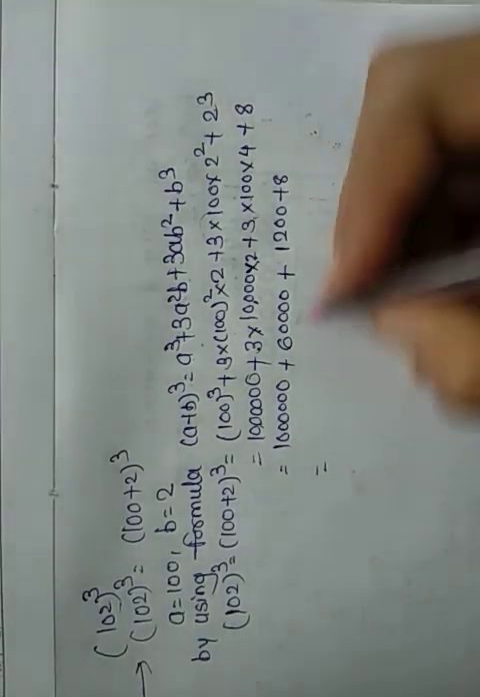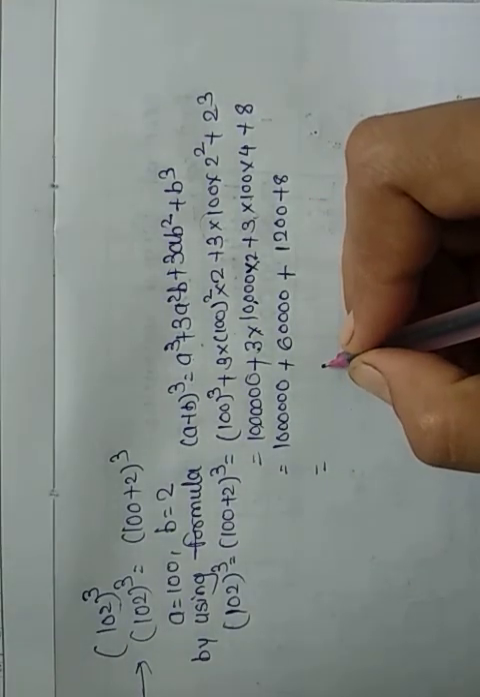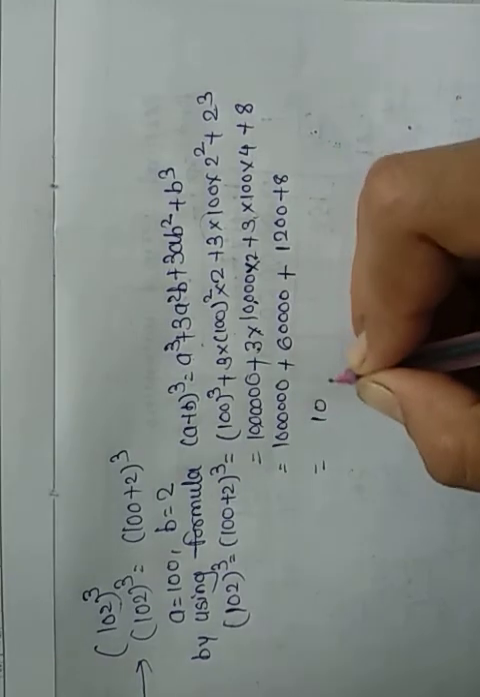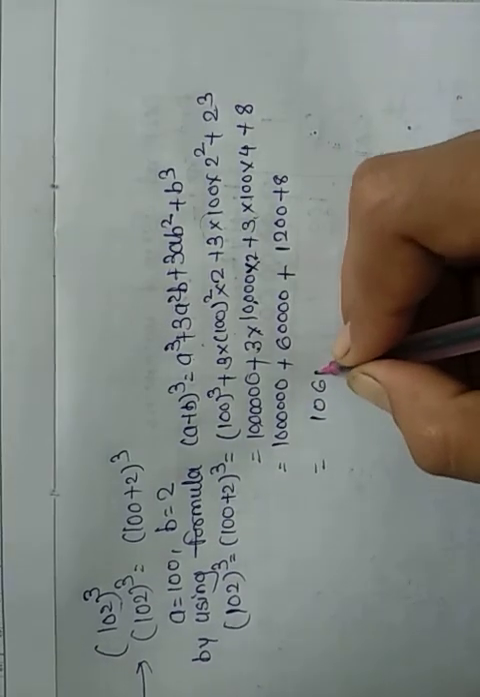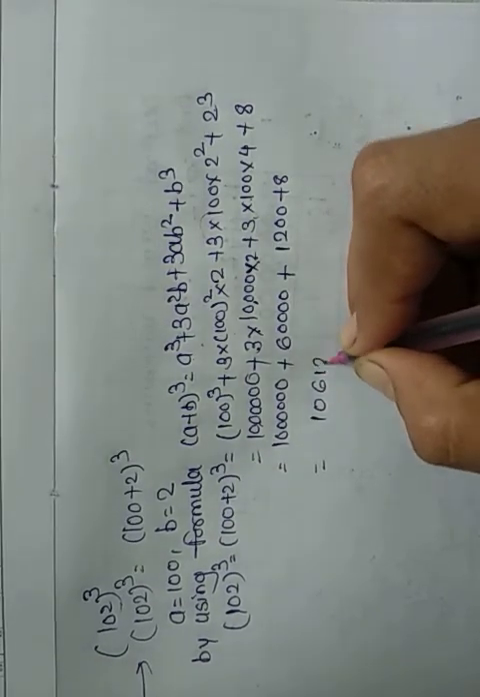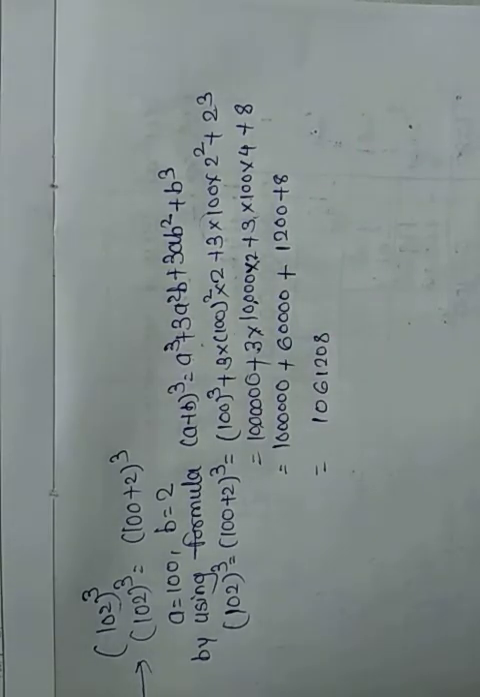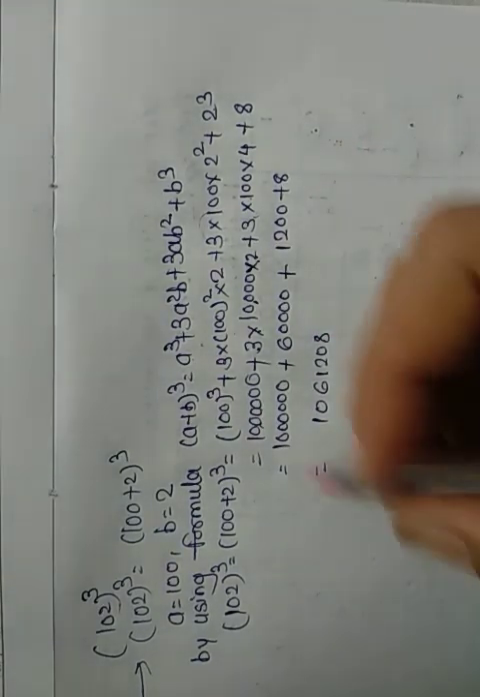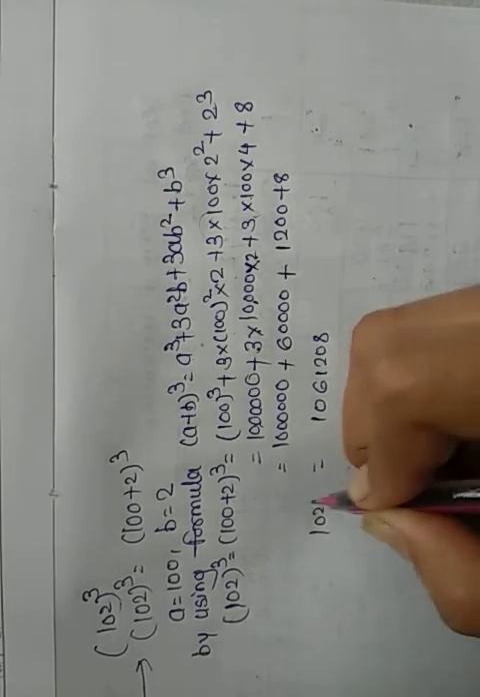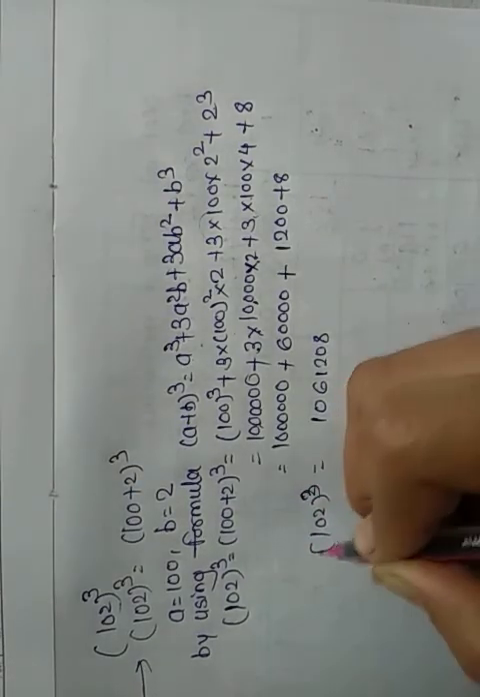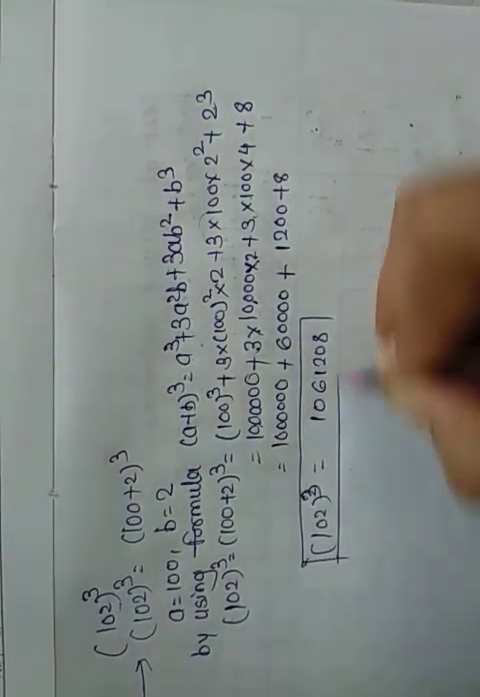Now let's add the numbers. 10 lakh 61,208. This is the answer of 102 bracket cube. Let's check your answer.